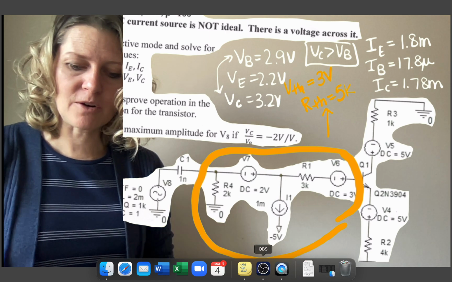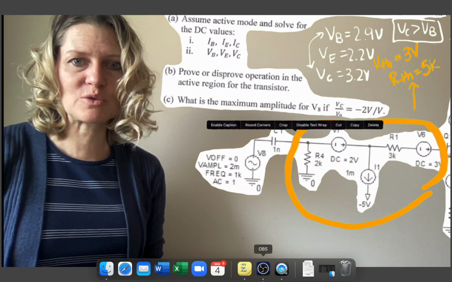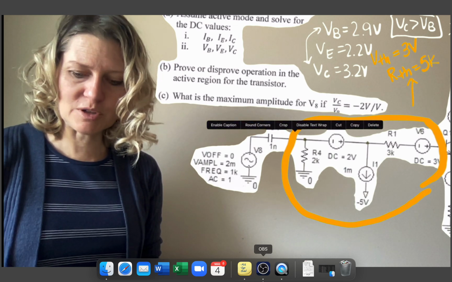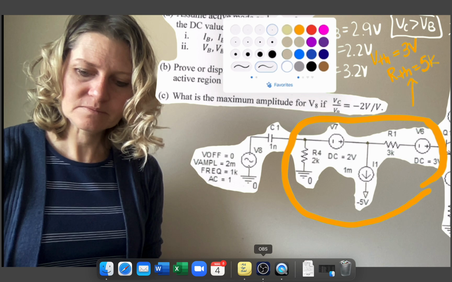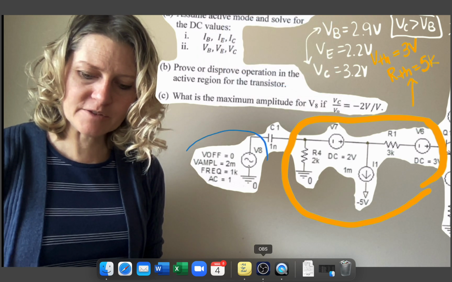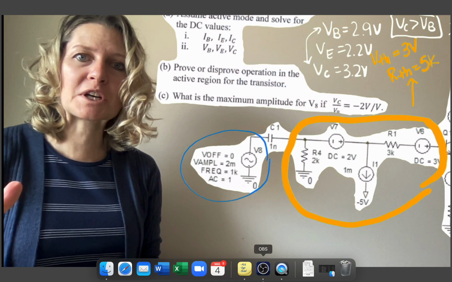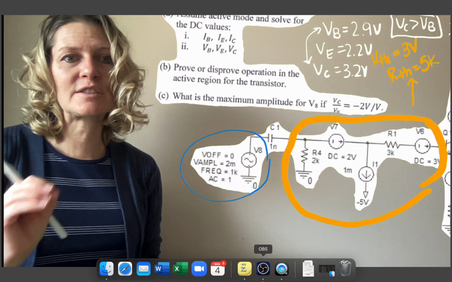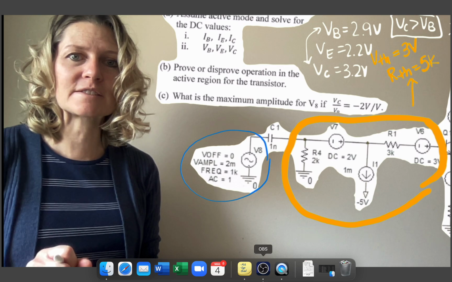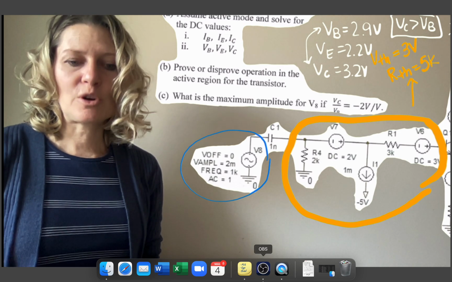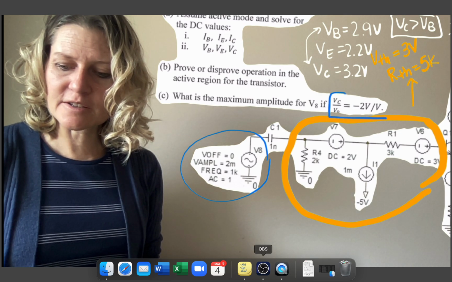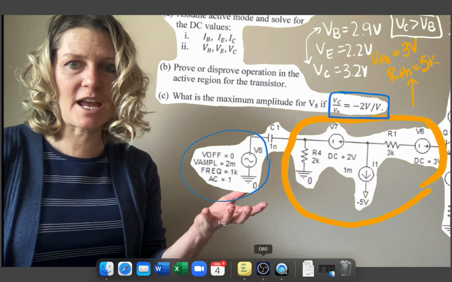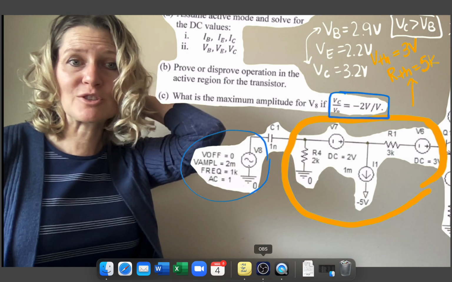What I want to talk about is the second part of this problem, which is what is the maximum amplitude for this input source. Once I have designed this amplifier and gotten it to work in the active mode, my conditions are met, but now I'm going to have some limitations on what input I can actually put onto this and still amplify. So this amplification is at the collector side. So collector versus this input of VS is found to be minus 2 volts per volt.